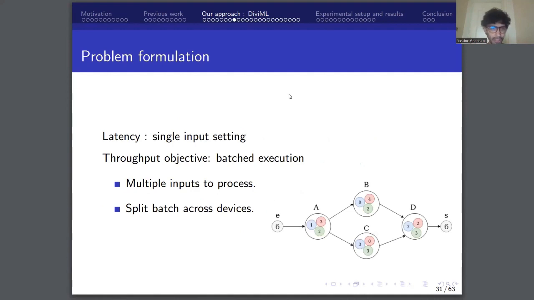Also, here is what we mean exactly by latency objective and throughput objective. In the latency case, it's the classical case where we are fed a single inference input, and we are trying to process it as fast as possible in our schedule. In the throughput objective, it's the batched execution case where we are faced with multiple inputs to process as fast as possible, once again with the possibility of splitting these batches across devices so they can be processed simultaneously, as shown in this figure.